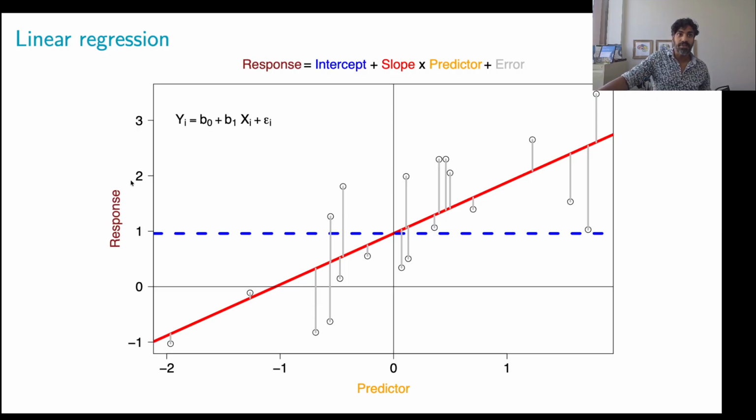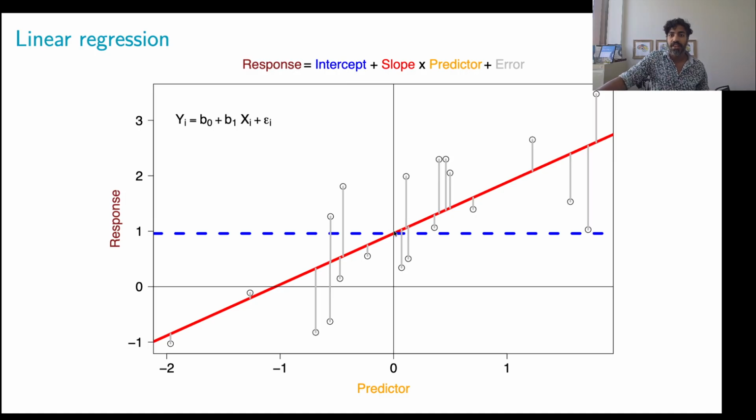One is the response is the dependent variable. That's what we have here on the y-axis. And on the x-axis, we have the predictor, which is the independent variable or the predictor variable. We have the slope, which is here. So we'll often get an estimate of the slope. And then we have an intercept, right? This intercept is where the slope crosses the y-axis.